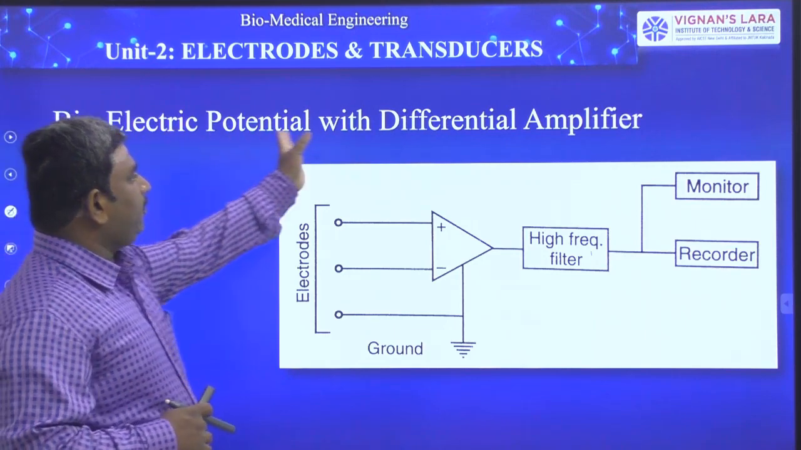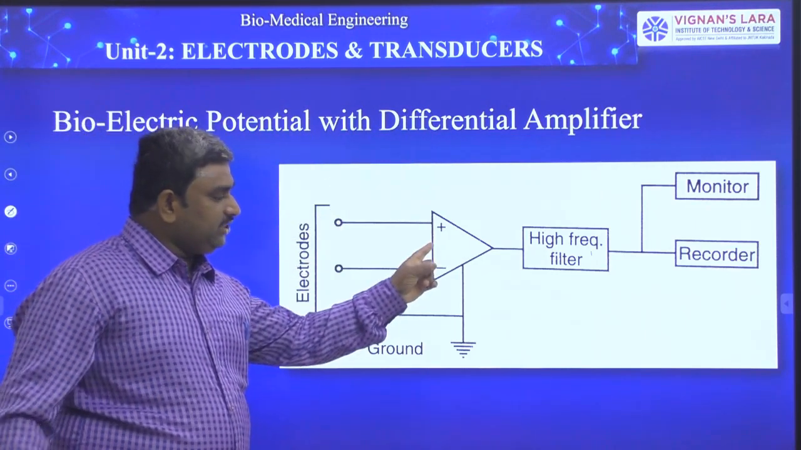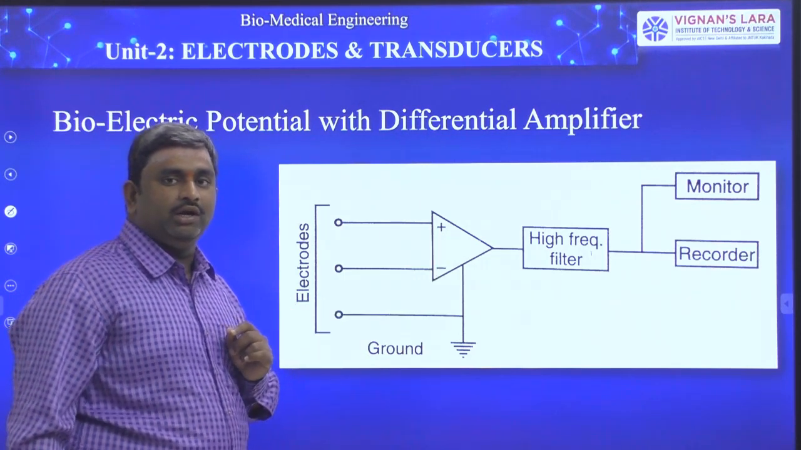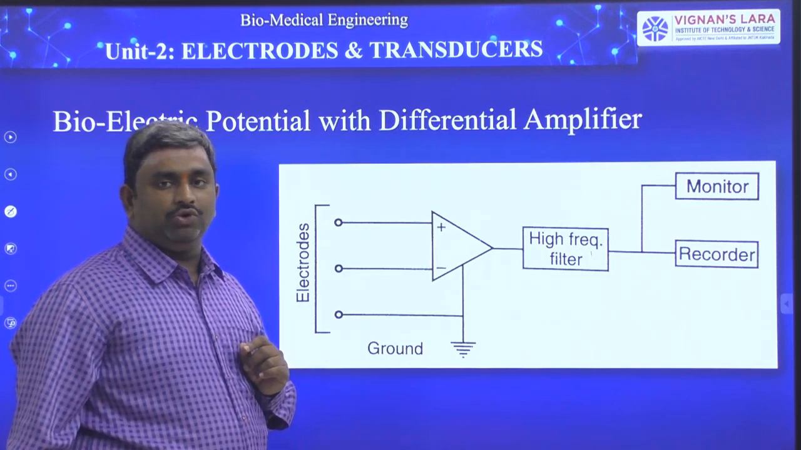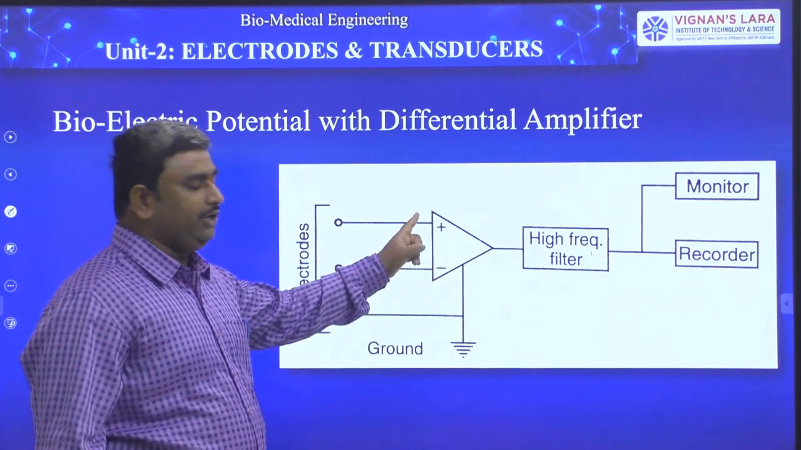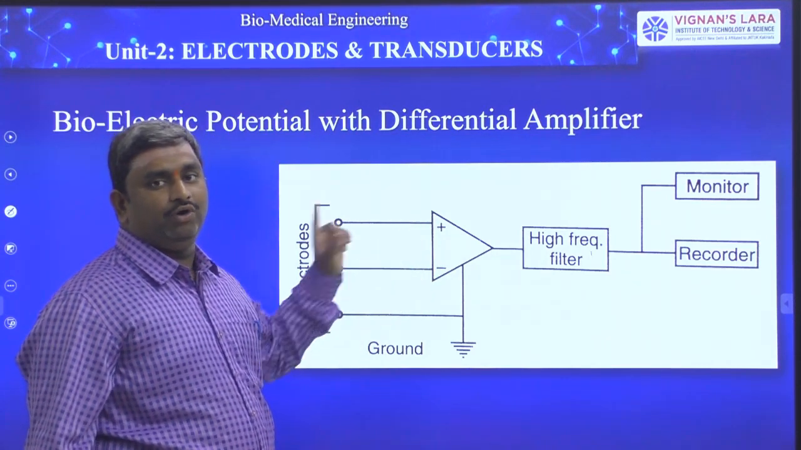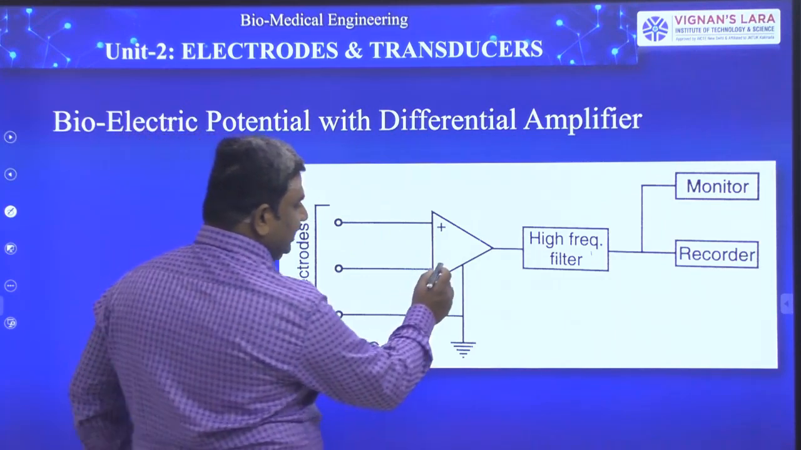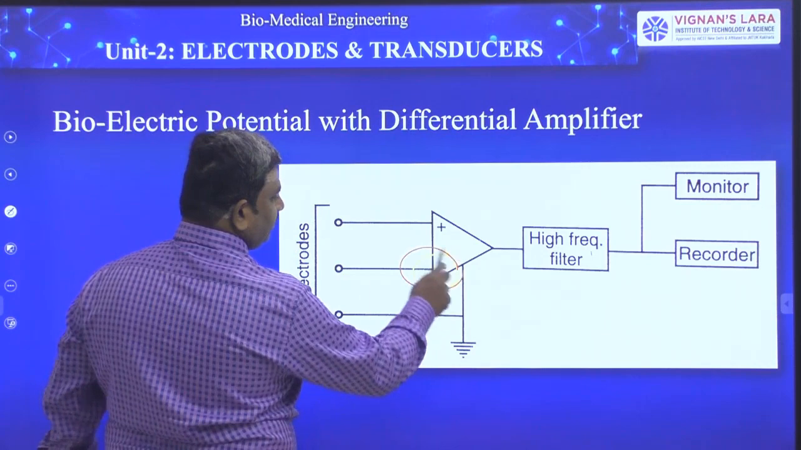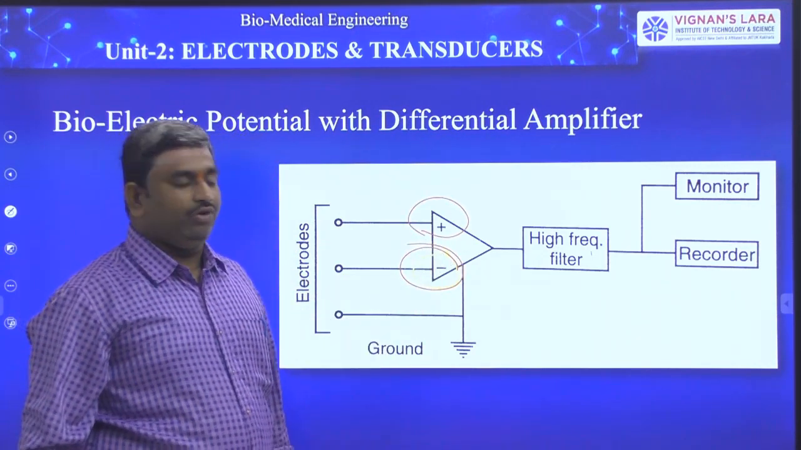Next, see one example of a biopotential amplifier: a bioelectric potential amplifier with a differential amplifier. This triangular symbol we have seen in the third year first semester in the linear integrated circuit applications, LICA, subject. This is an op-amp. An op-amp generally has two terminals, an inverting terminal and a non-inverting terminal, where this minus indicates the inverting terminal and this plus indicates the non-inverting terminal.